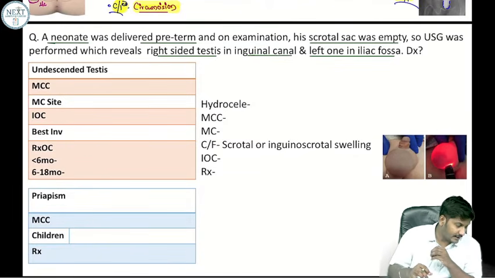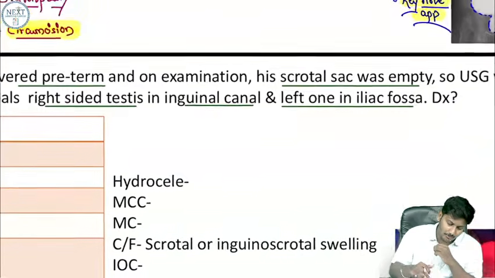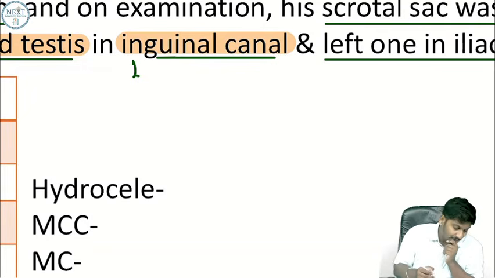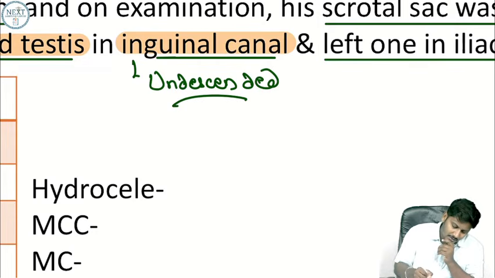Anybody? Right sided testis is undescended or ectopic? यहाँ पे देख सकते हो बेटा, they are saying that the right sided testis is inside the inguinal canal. We know whenever the right sided testis is in the inguinal canal, that means definitely beta the right sided testis is undescended. Shabash.